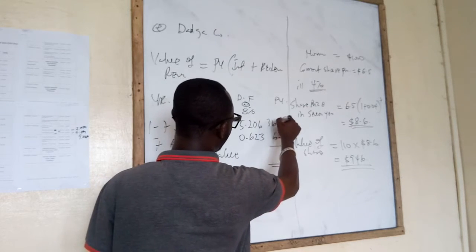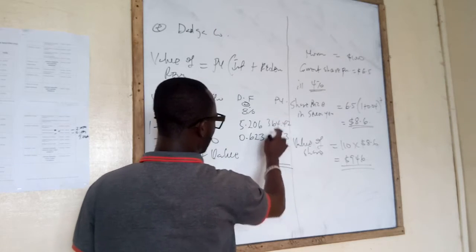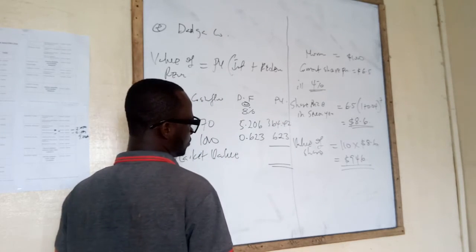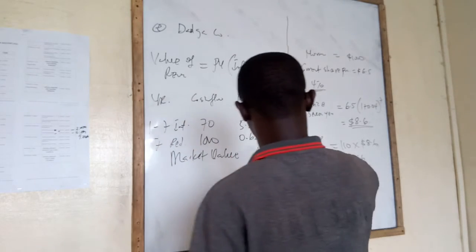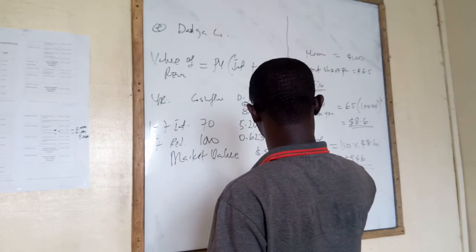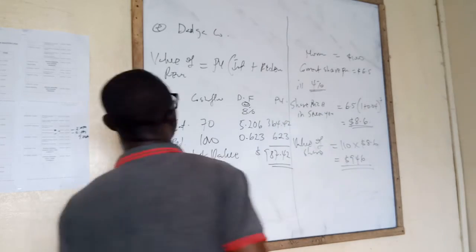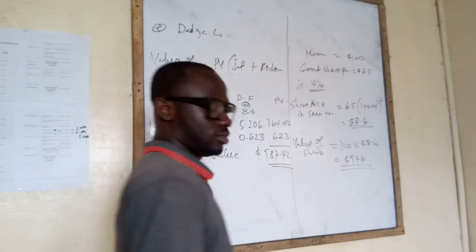70 times 5.206, and 1,000 times 0.62. What do we have? 987.42. So that's the market value of the debt.